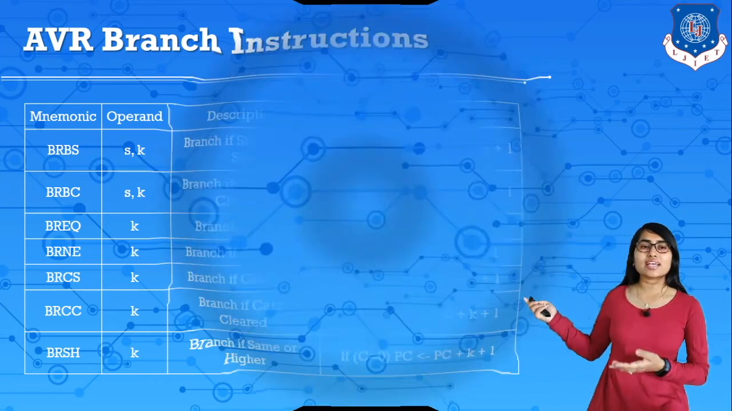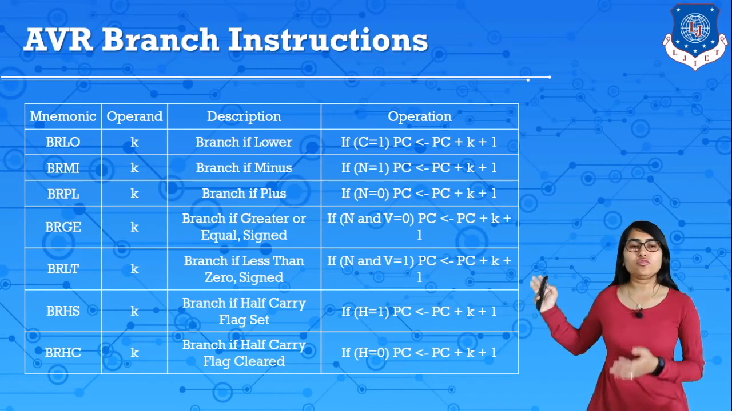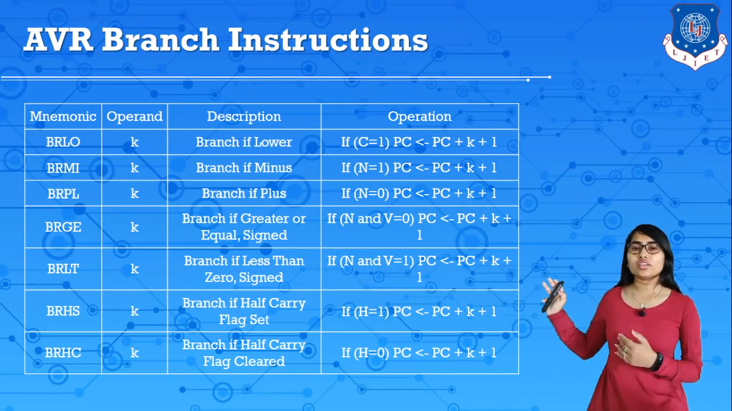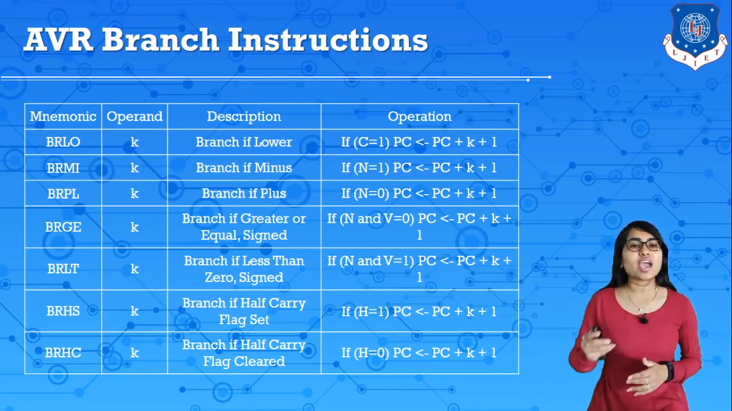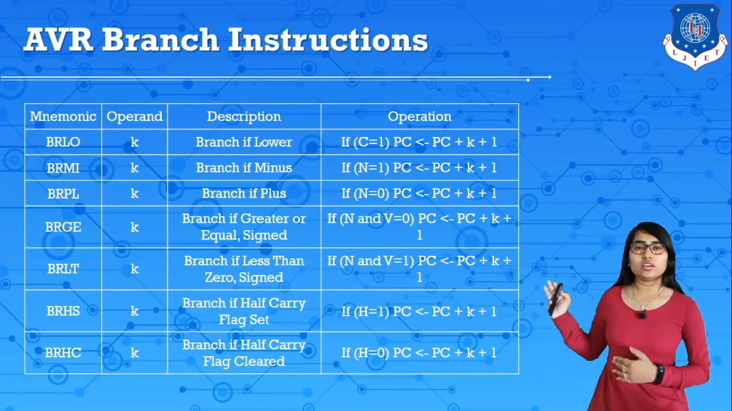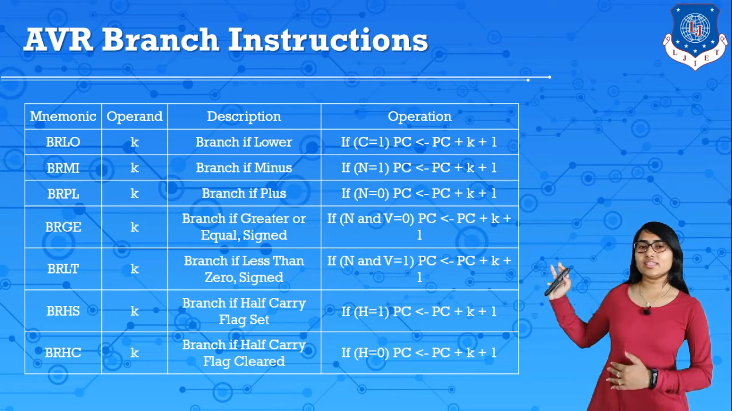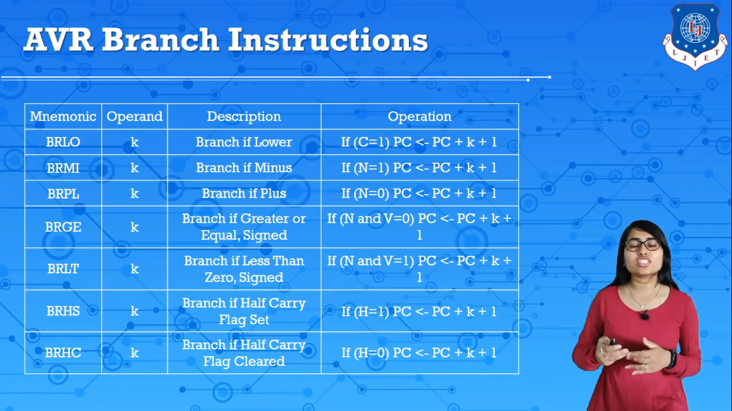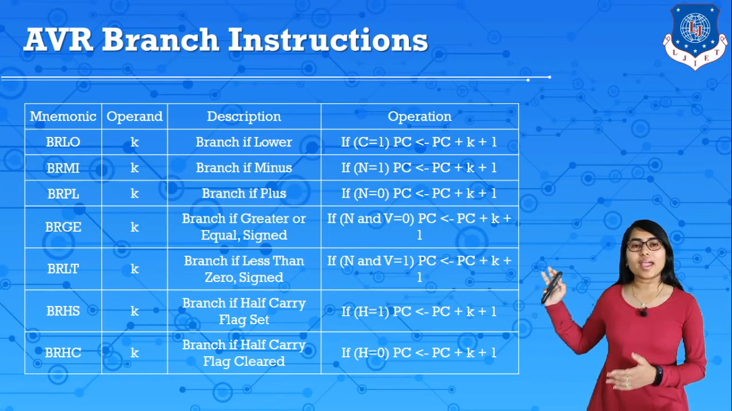Now next branch instructions are BRLO, that means branch if lower. For lower, if C equals 1, then the program counter is going to be altered to program counter plus K plus 1. Now next is BRMI, that is branch if minus. To represent minus, if the negative flag is set, that means the number is negative. So if N equals 1, then jump to this location. And BRPL, that means branch if plus, that means no negative flag is set. So if N equals 0, then jump to this location.